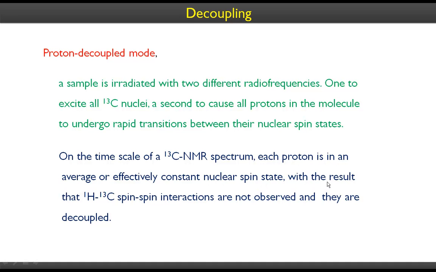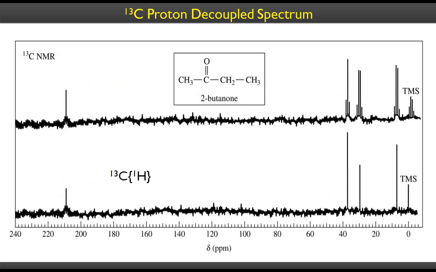With that, the result of proton C13 spin-spin interactions has been taken care of. That's been decoupled. To compare the broadband decoupled spectrum with the coupled spectrum, this is called the off resonance spectrum. It's the coupled spectrum. The proton is coupling to carbon, and as a result, carbon singlets are multiplets here.